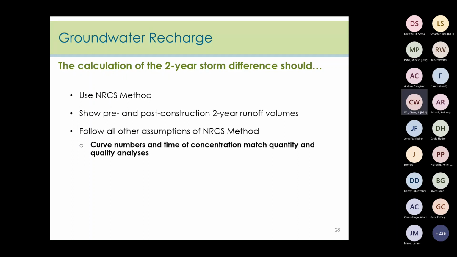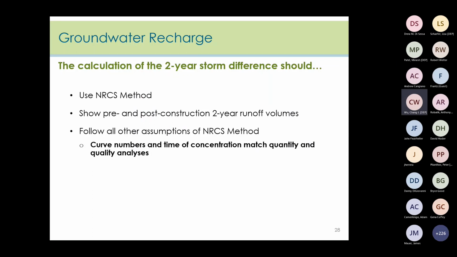When you calculate the 2-year storm difference, you cannot use the rational method, because the rational method is meant for peak flow rate. It does not give you the volume. So you have to use the NRCS method. Then you have to see the pre- and post-construction 2-year runoff volume, and then you can estimate the volume difference.